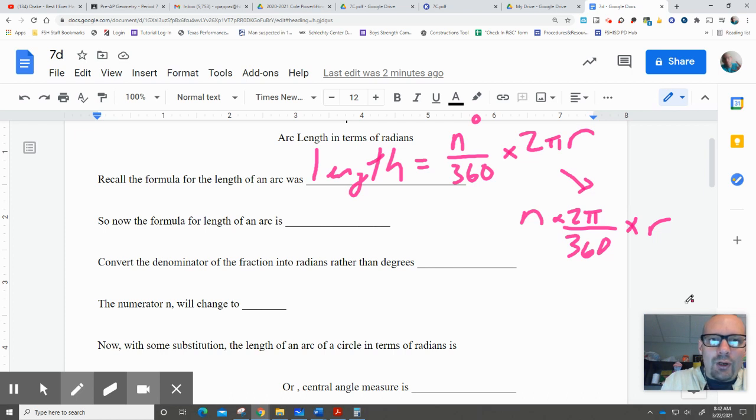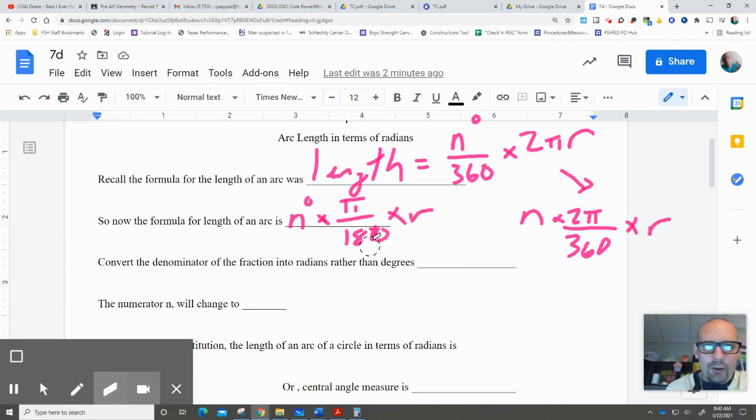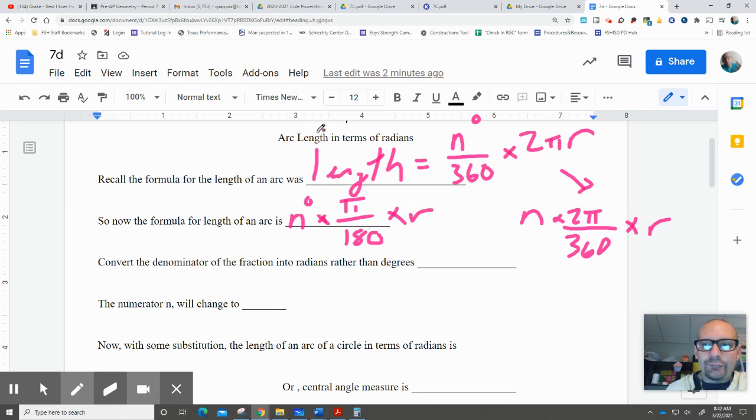So the formula for the length of an arc, and this is still with degrees, is n degrees times pi over 180 times r. So n degrees times pi divided by 180 times r is the formula for the length of an arc. We learned this on the 7B notes, and this just changes around. Here we move the 2 pi over with the n, and then we convert the 2 pi over 360 to 1 pi over 180.